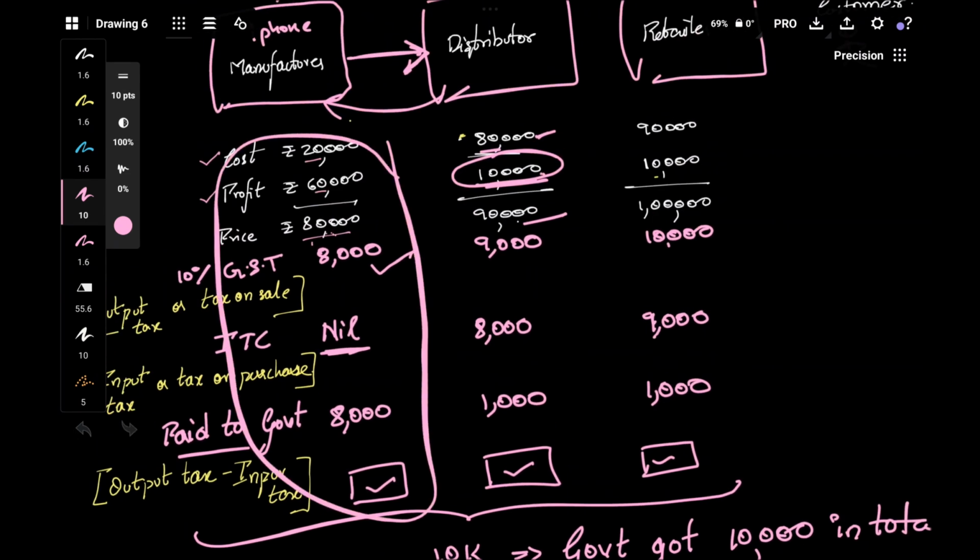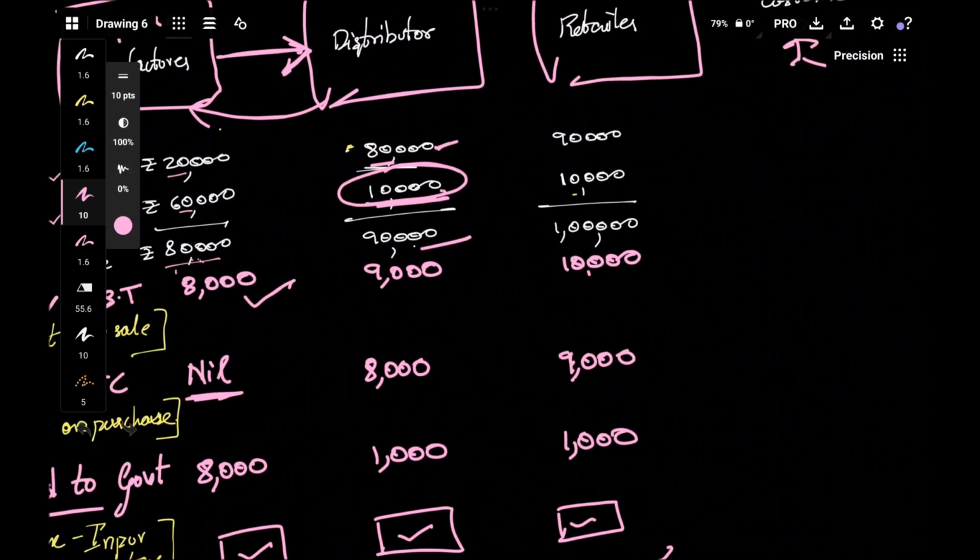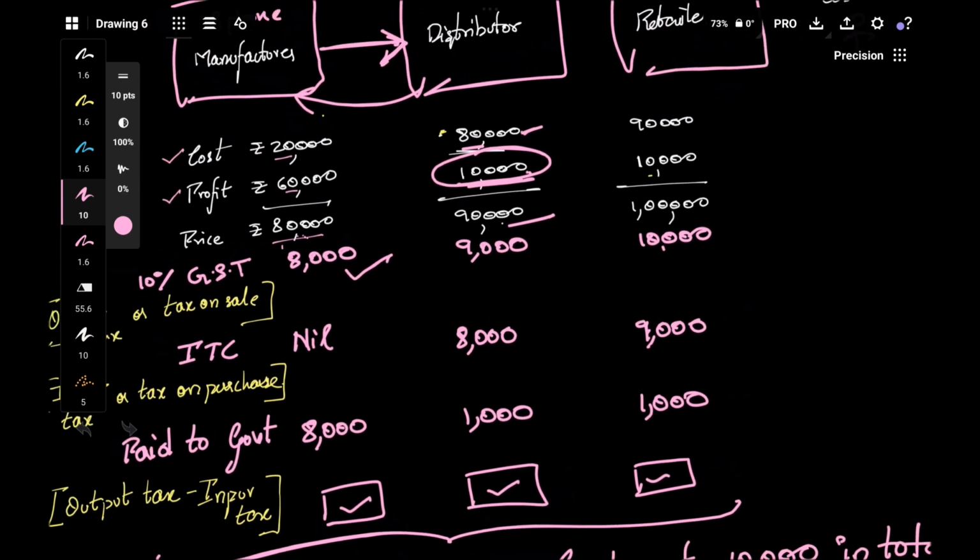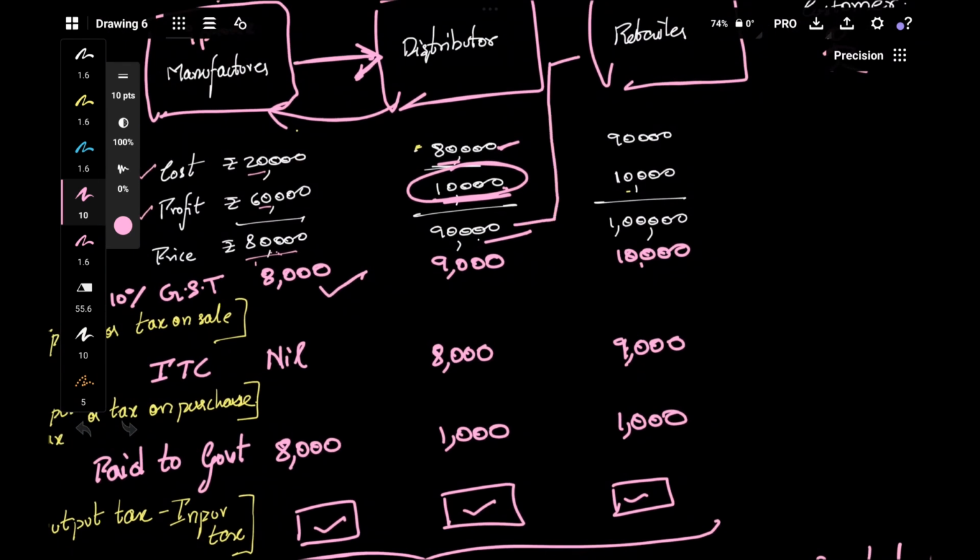Let's move on. In the case of the distributor, the cost has become 80,000. To that he has added his profit of 10,000, and after that for 90,000 he tried to sell it to the retailer. So now the government will tax him again. The government has taxed 9,000 rupees. Now the retailer has to pay this 90,000 plus 9,000 too, so the retailer will pay that amount, 90,000 plus 9,000.